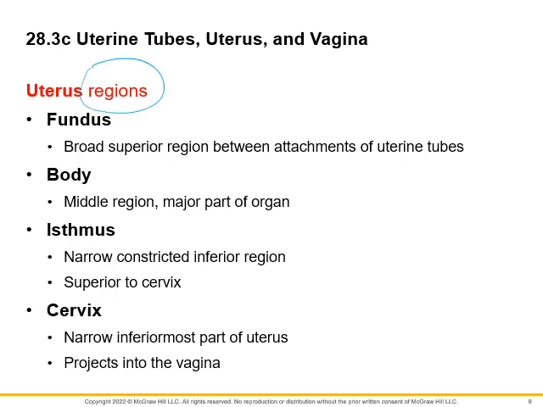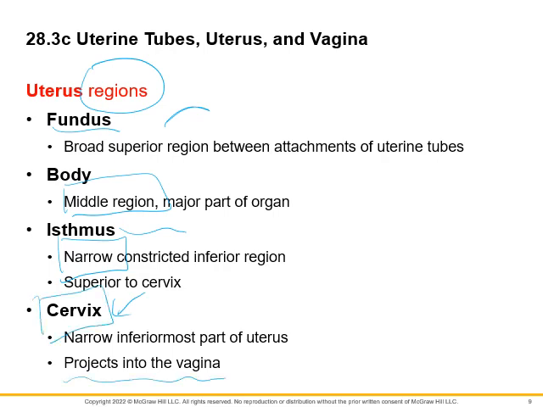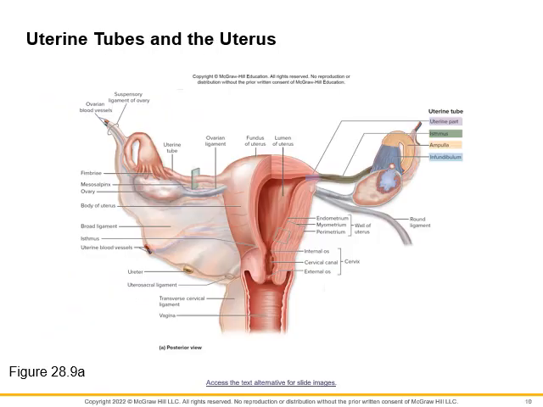The uterus, we talk about regions. So not only are there 3 layers of the uterus, but there are also regions of the uterus. The fundus is kind of this rounded top region. Then we're going to see the body, the middle region. Then we're going to see a narrowing as we're headed towards the cervix, and then we'll see the cervix, which projects into the vagina. So here, in this image, the rounded part is the fundus.